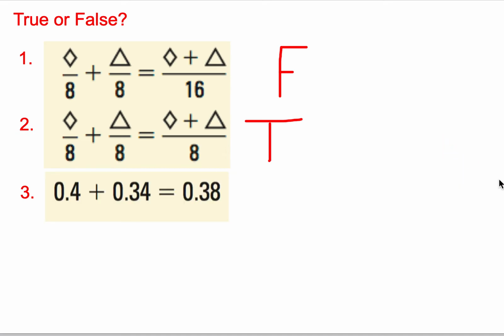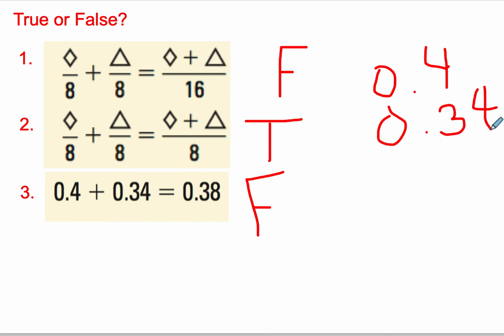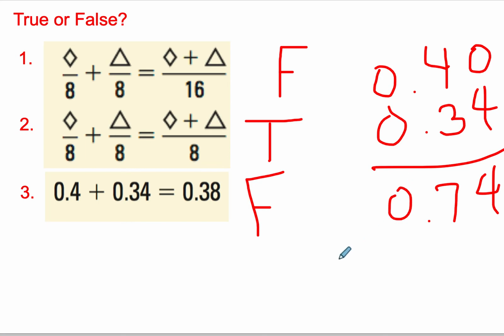Okay, third one. 0.4 plus 0.34 is 0.38. True or false? This one is false. The reason it's false, when you are adding, you need to line up the decimal place. And if we line up the decimal place, that 4 doesn't add to the other 4. It's going to add to the 3. And you should get 0.74 as the answer, not 0.38, because 0.4 represents more than 0.34.